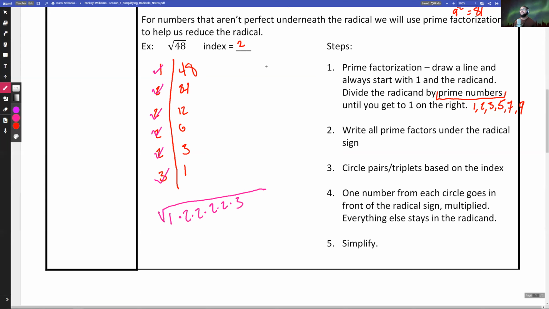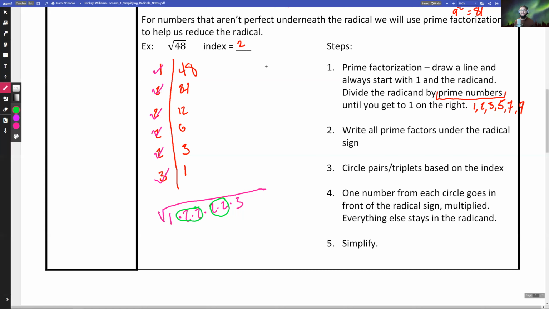And once we have these things, step 3 says circle the pairs or triplets based on our index. Our index is 2, so we're going to circle pairs. I have a pair of 2s here. And let me do that in a different color, actually. Let's use this bright green. All right, so I'm going to circle this pair of 2s, and this pair of 2s. Now that I've got those circled, my step number 4 says one number from each circle goes in front of the radical sign, multiply. Everything else stays in the radical.